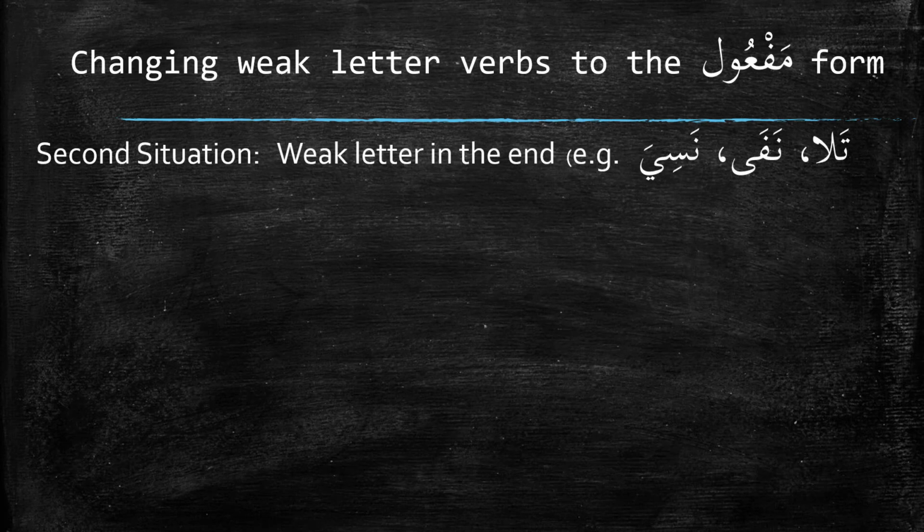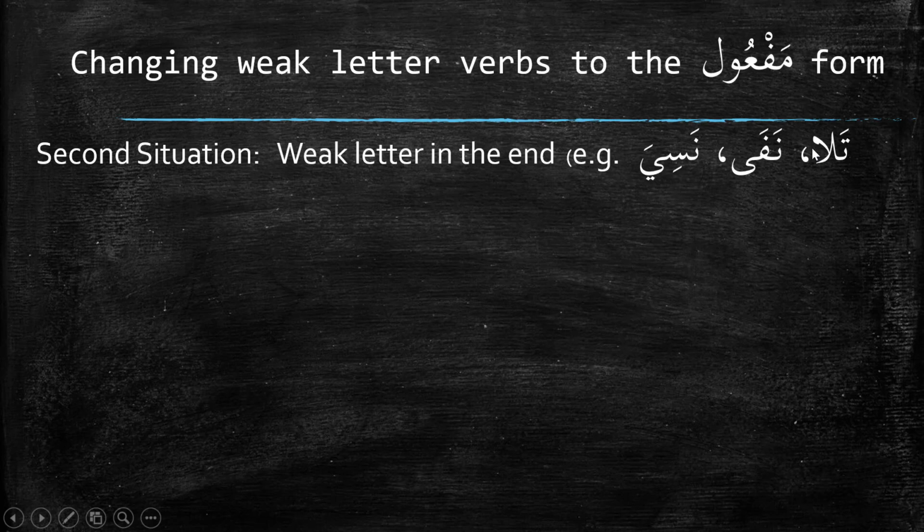The second situation is where the weak letter is at the end. So we have tala, nafa, and nasiya. So I try to include each type. Here we have one with an alif mamduda. Here we have one with an alif maqsura. And here we have one with a bona fide ya. In each of these instances, it's going to be important for us to know what that hidden letter is.